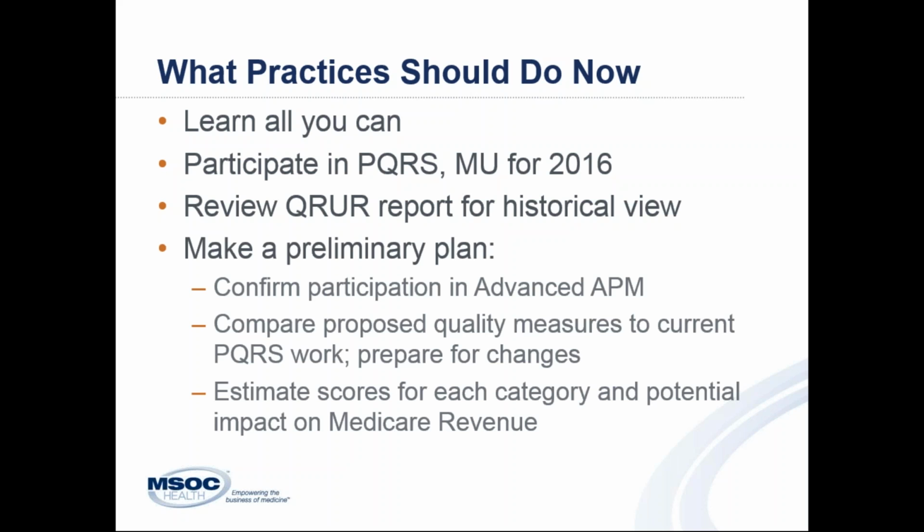And we will see our 2015 full year QRURs in about September. And then obviously you want to go ahead at this point and make a preliminary plan. See whether you are or are not in an advanced APM. Compare the quality measures that you're currently doing for PQRS to those on the proposed list. Make sure you know: do you have an outcome measure in there? Do you have a cross-cutting measure in there? Do you have a high priority measure in there?